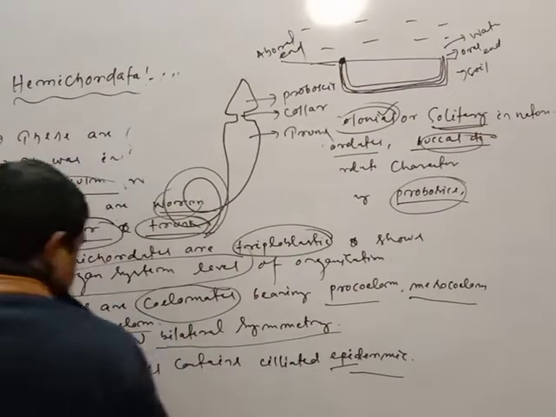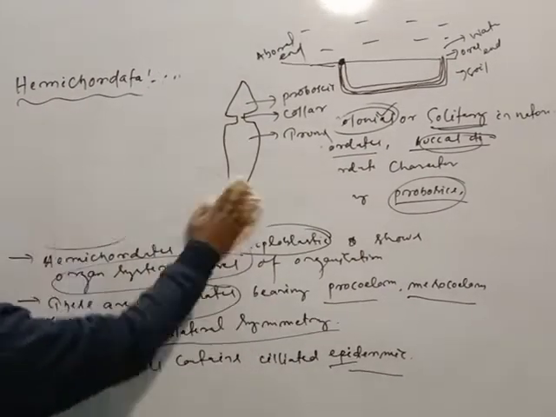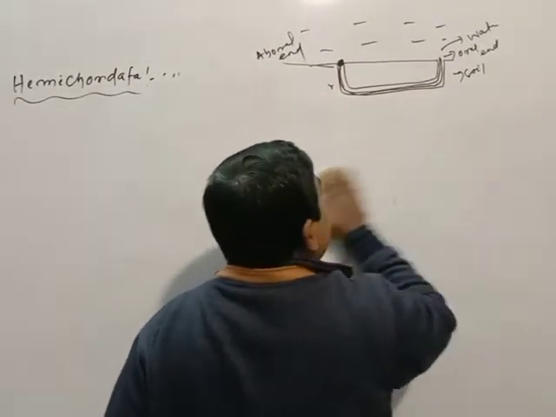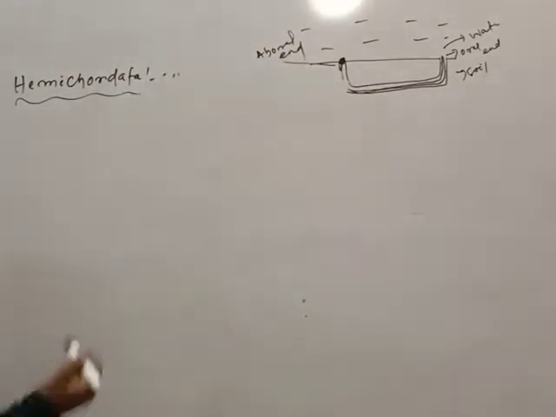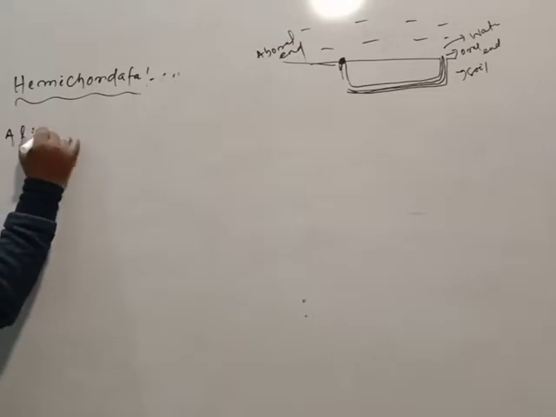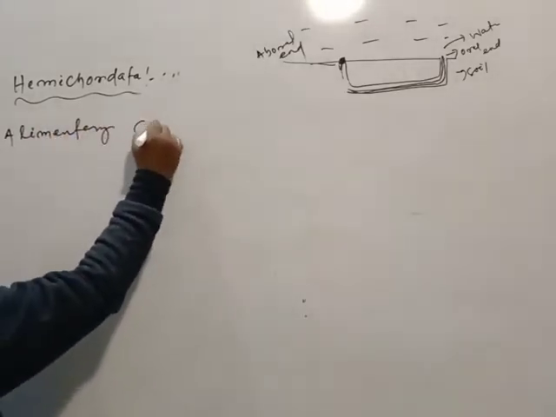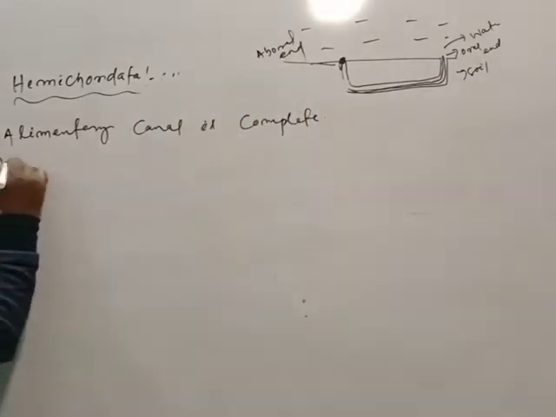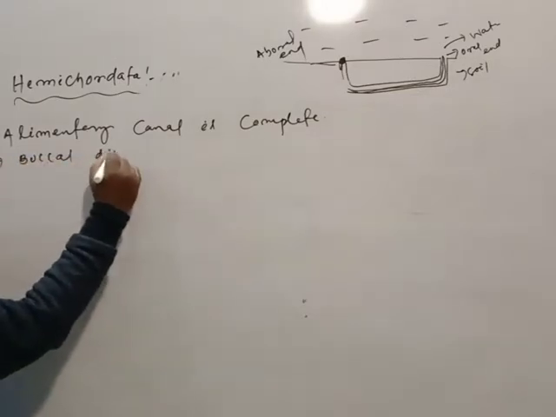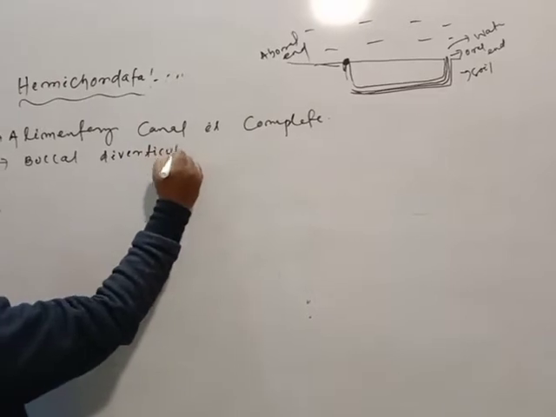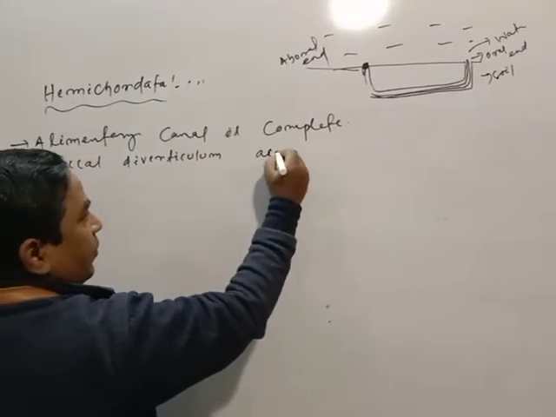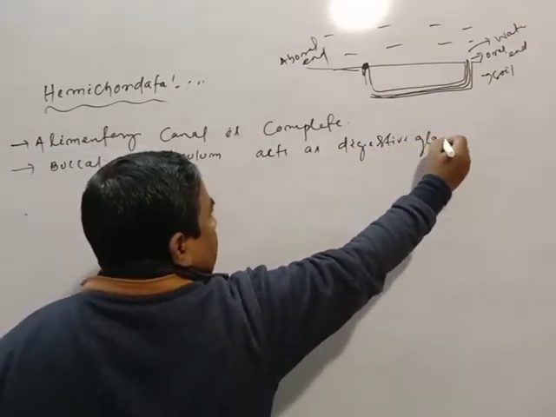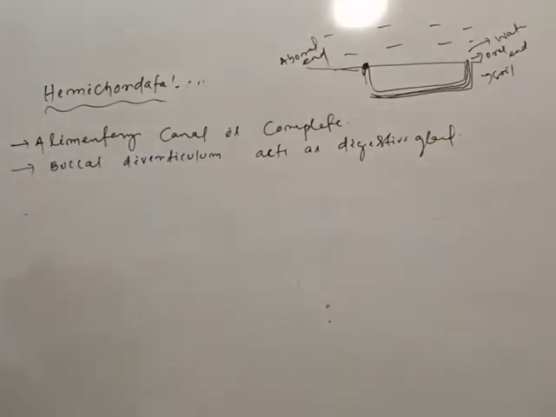Now, they are also feeders. Their nutrition is a little bit advanced as they have a buccal diverticulum. So the alimentary canal is complete. The buccal diverticulum acts as a digestive gland.